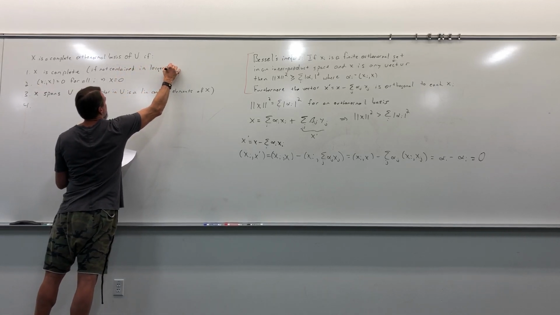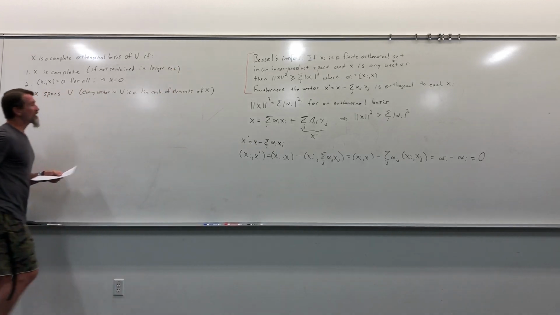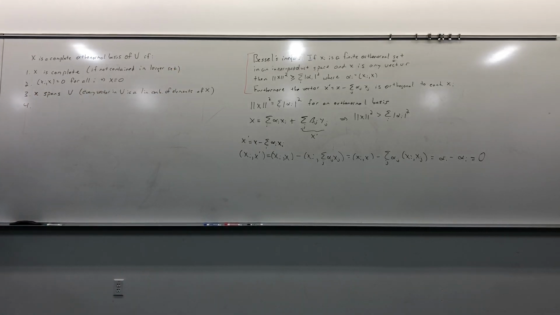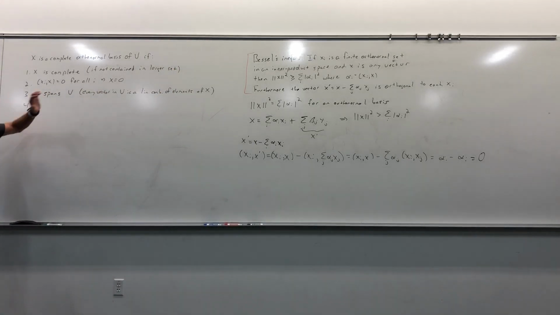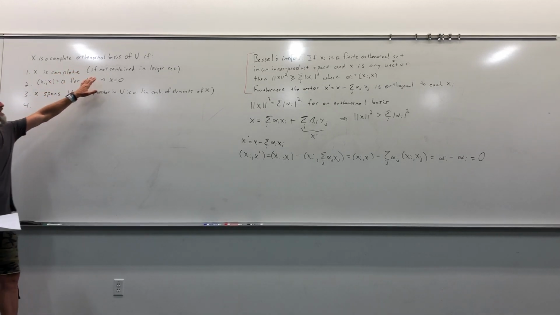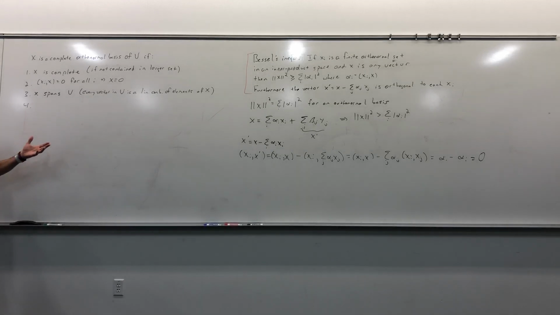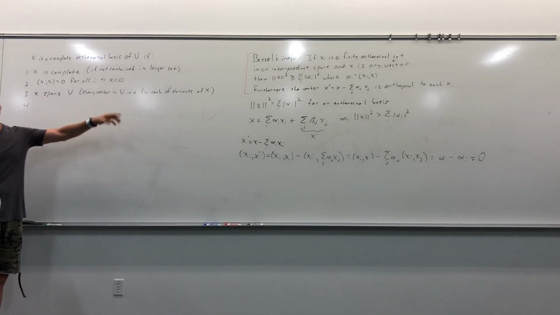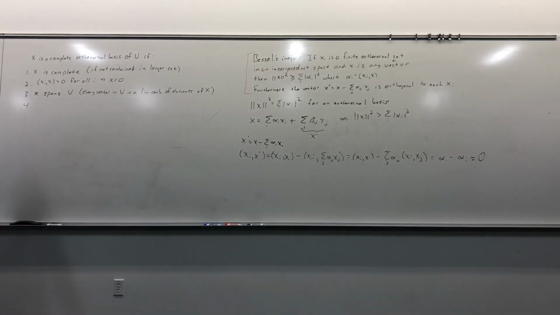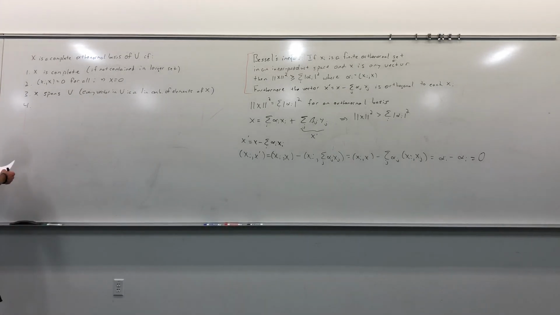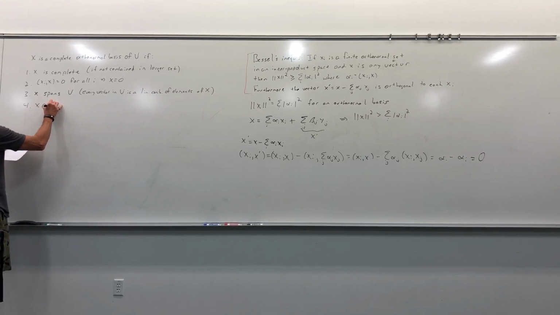I just want to give this, because, talking about spanning and completeness, they sound like the same thing, but we have different definitions. A complete orthonormal basis is one which is not contained in a larger orthonormal set. The spanning definition is such that every vector in the space is a linear combination of the set. Okay?